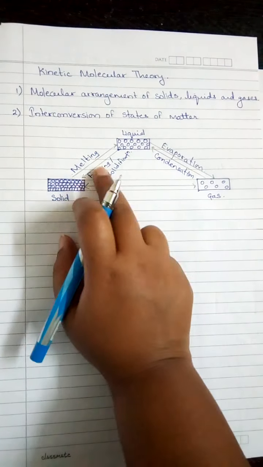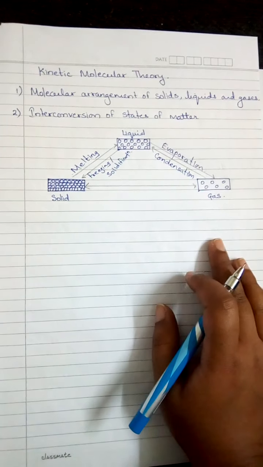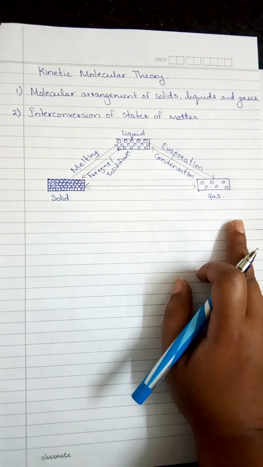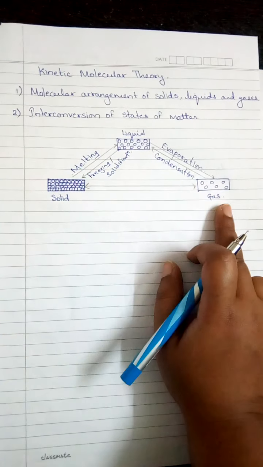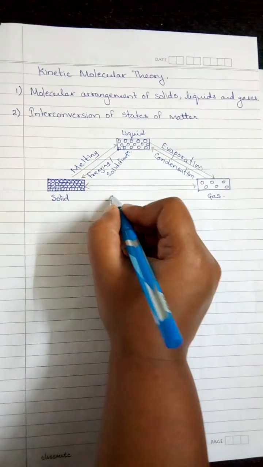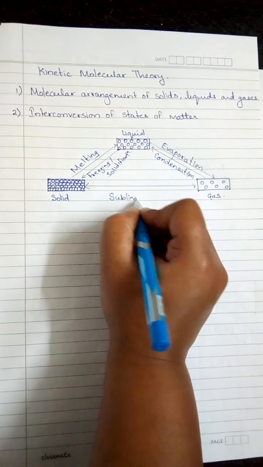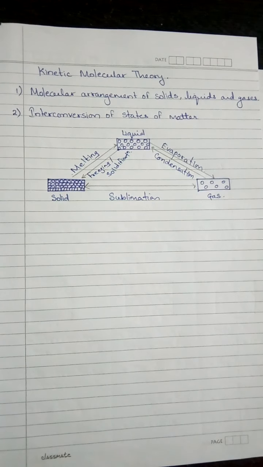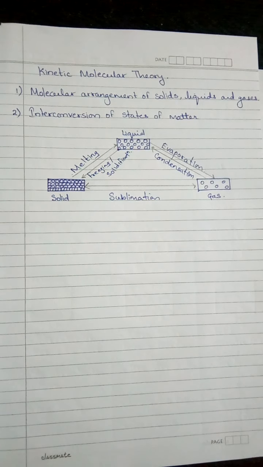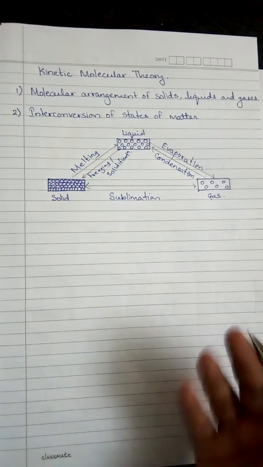Freezing or solidification. Now there is one more conversion that takes place between solid and gas. The solids will directly change to gas and the gases will also directly change to solid. This process is called sublimation. Example can be camphor. If you have seen camphor or naphthalene balls that we keep with winter clothes or old clothes we are not using right now, those white naphthalene balls are examples of sublimation.